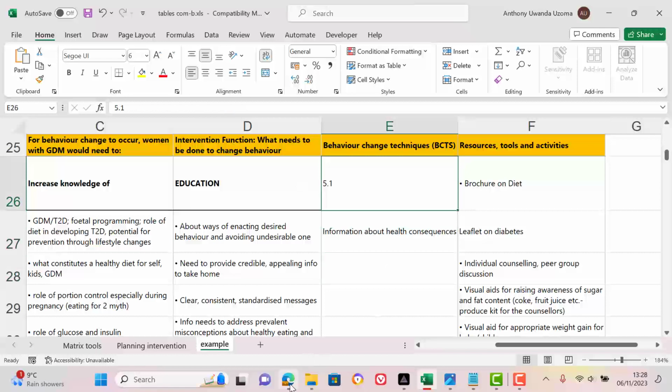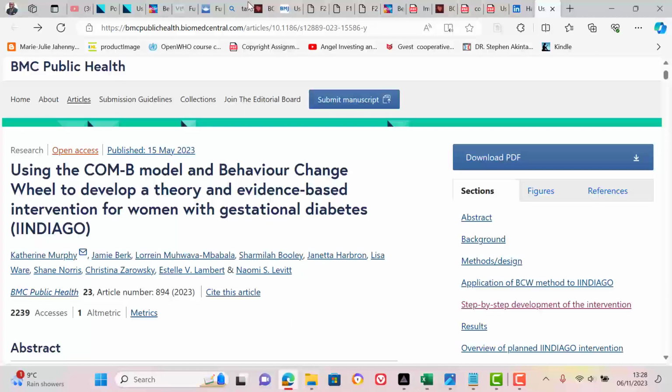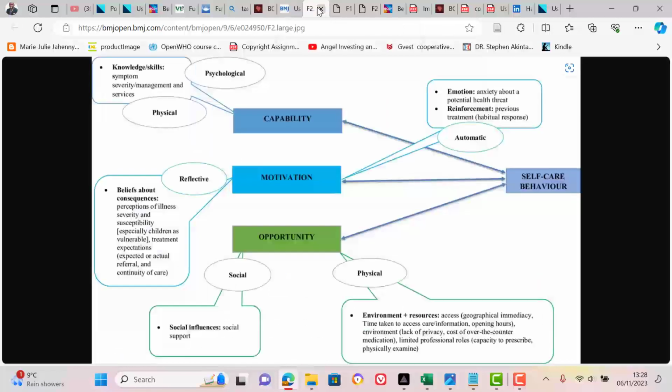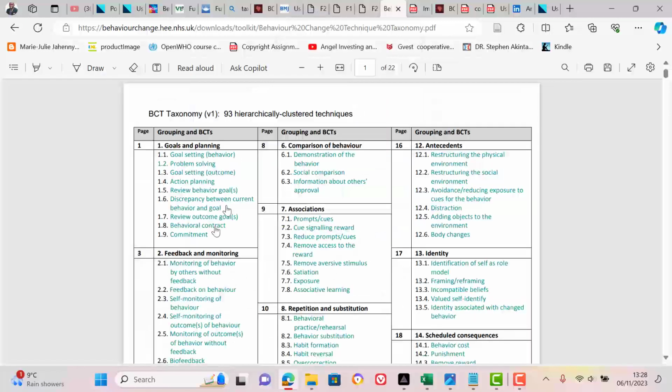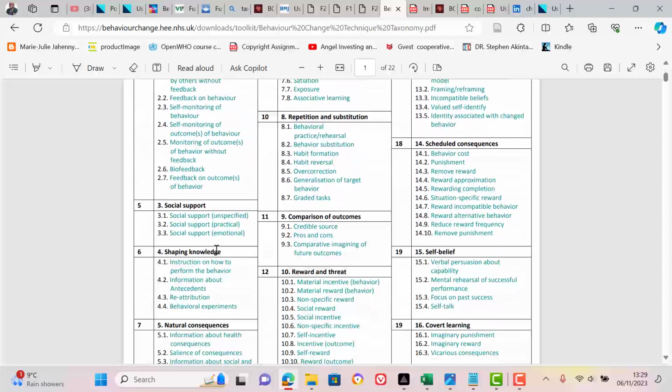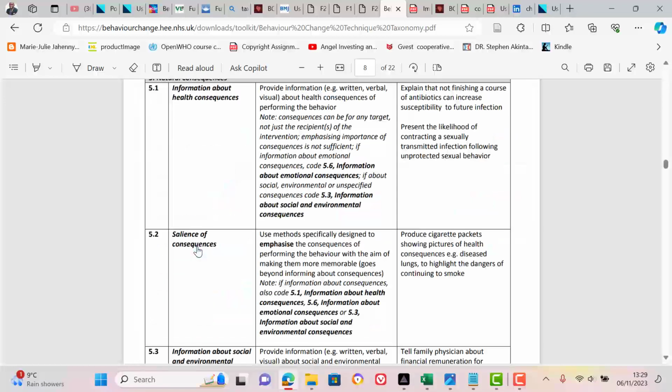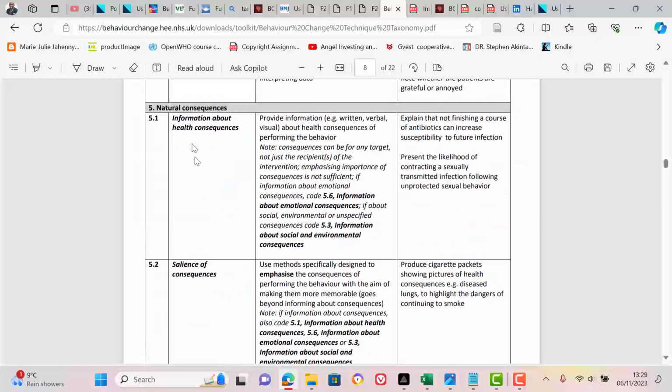So let us see what is 5.1 here in the behavior change technique document that we downloaded. 5.1 is, can you see, information about health consequences. So this is what it means here: to provide information about health consequences of a behavior. And then they gave us an example: to provide explanation about not finishing a course of antibiotics.